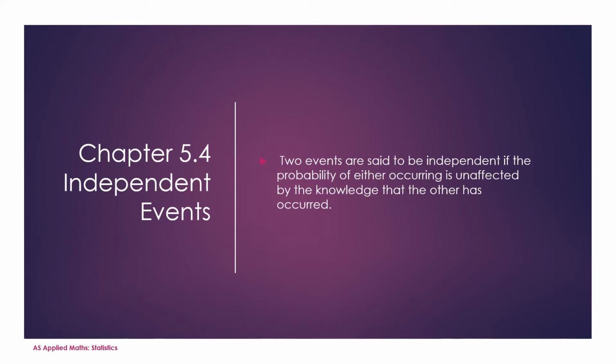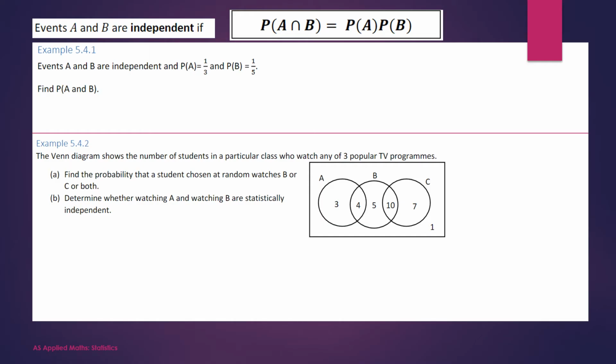AS Applied Maths Statistics, Chapter 5.4, Independent Events. Two events are said to be independent if the probability of either occurring is unaffected by the knowledge that the other has occurred. So we have this result at the top here. The probability of A and B, remember the intersection represents "and", is equal to the product of the two probabilities.